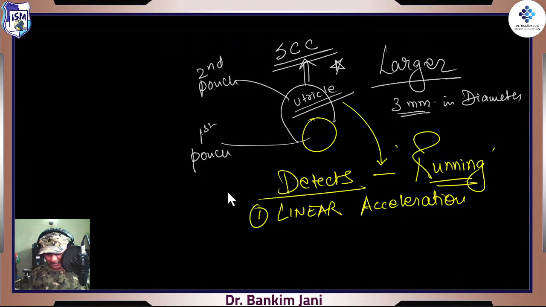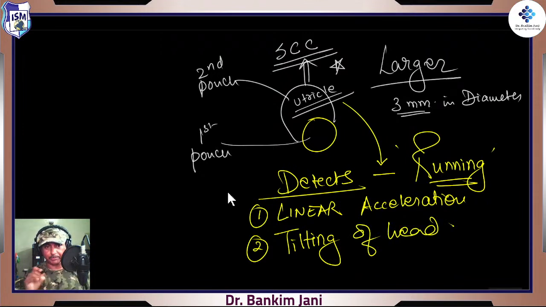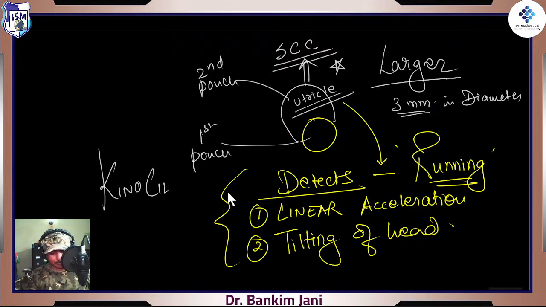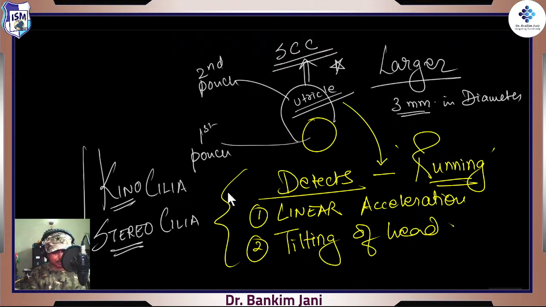Your utricle is telling, yes, he's running. And when there is movement, it takes care of the tilting of the head, and with respect to that, the rest of the body goes into its balance. For both these things there are special cilia, which keep sending messages. They are called kinocilia, for the movement, and stereocilia, for the balance. They send specific signals that the person is running with proper balance or tilting to one side. So that's the function of the utricle.